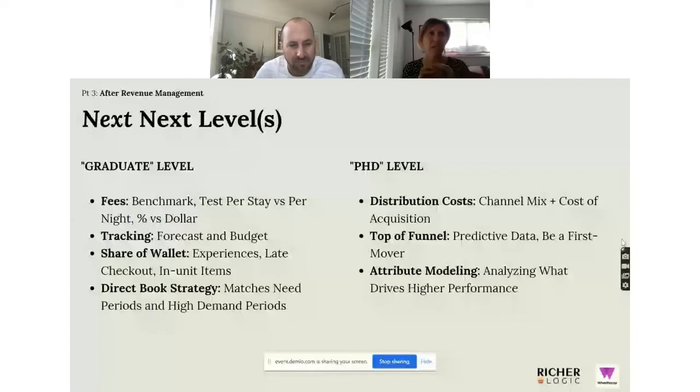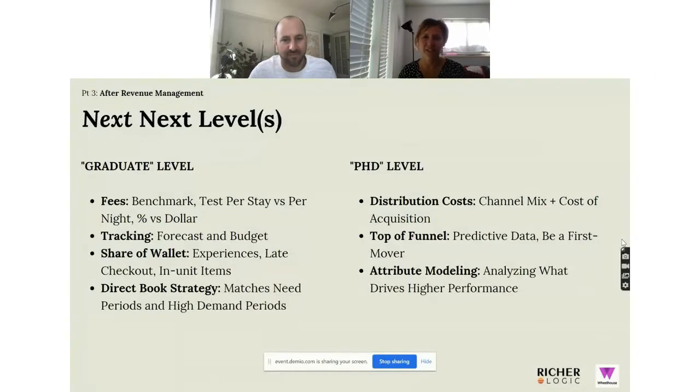It's the concept that if someone is coming to your market, they're going to spend money on a tour. How do you get a piece of that? It's increasing your share of their wallet. Then direct book strategy: as you're developing your brand, you don't want to cut off demand from channels, but there's also an opportunity to drive direct, which can lead to more profit in your pocket.